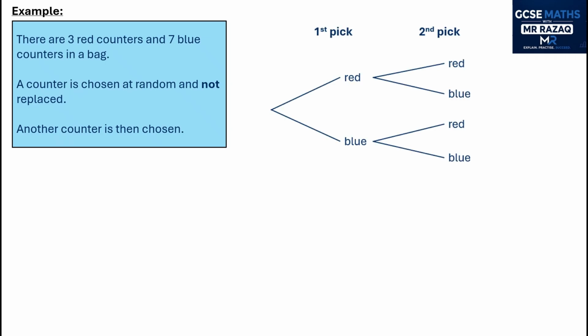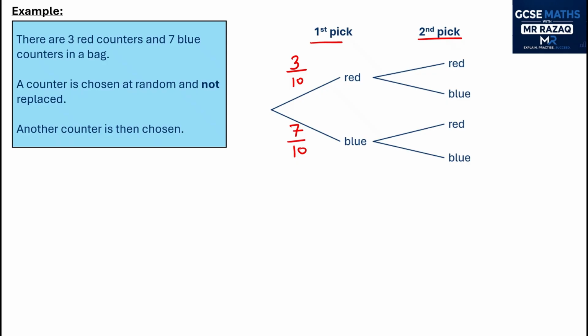So you can see a probability tree diagram in front of you. Let's try to fill this. You can see that we've got 2 picks, the first pick and the second pick. In the first pick, the probability of red would be 3 out of 10 because there are 10 counters in total. And blue would be 7 out of 10.